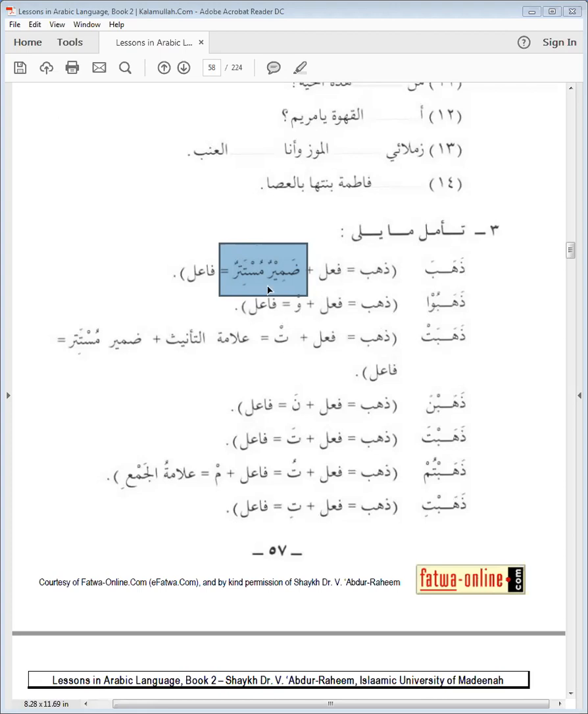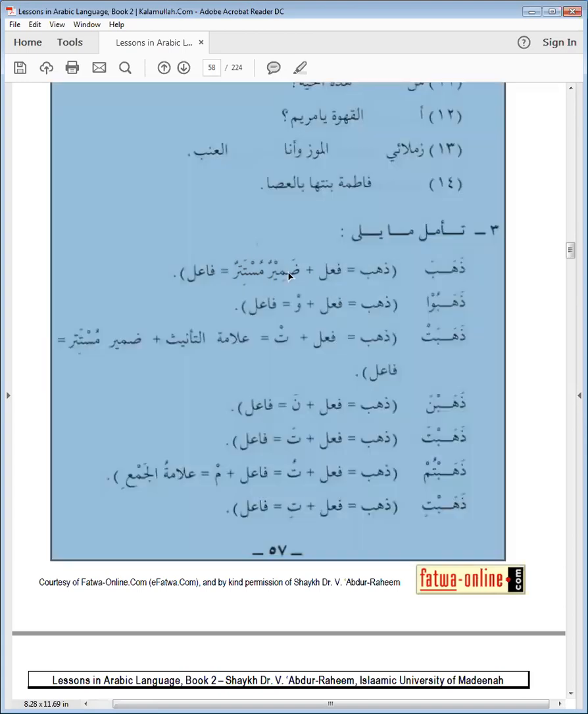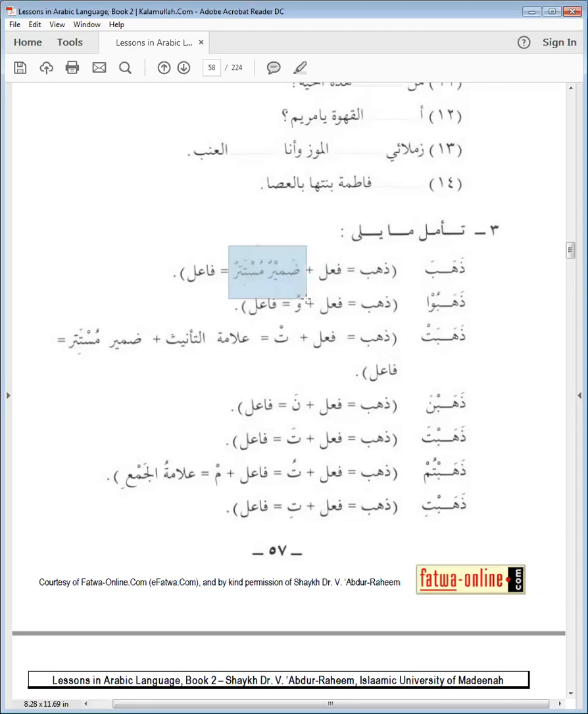So damirun mustatirun means the hidden pronoun. Remember, mustatir is from the word sitar. Sitar means curtain, so again, something hidden. The damir mustatir, or hidden pronoun, is what we may refer to in English as the understood pronoun. It is the fa'il in the sentence, the doer of the verb. Right, let's go on again.